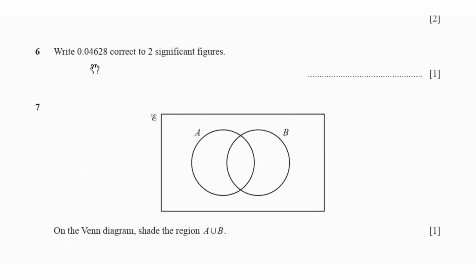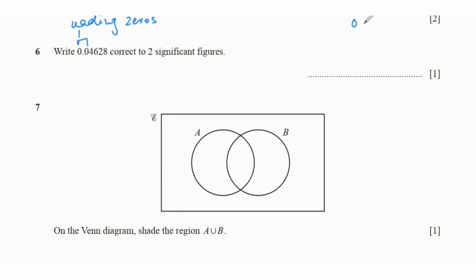Question 6 says write 0.046 correct to two significant figures. So always remember when you're trying to round correct to significant figures or trying to find out how many significant figures exist in a number: in a decimal number, if the number is starting from 0, leading zeros are not counted as significant figures. What is a leading zero? These two are leading zeros. Leading zeros are not a part of significant figures. However, if the zero exists between non-zero numbers, then that zero is a part of significant figures.